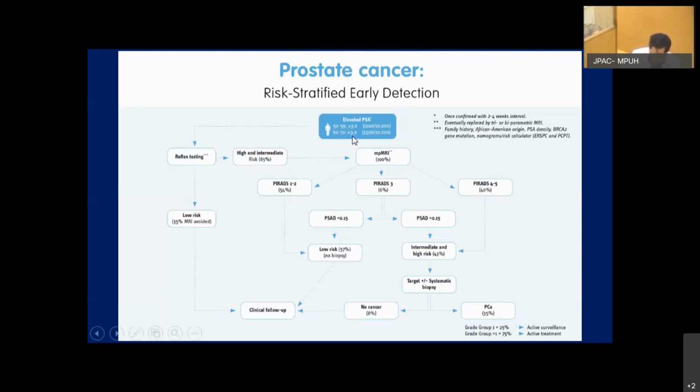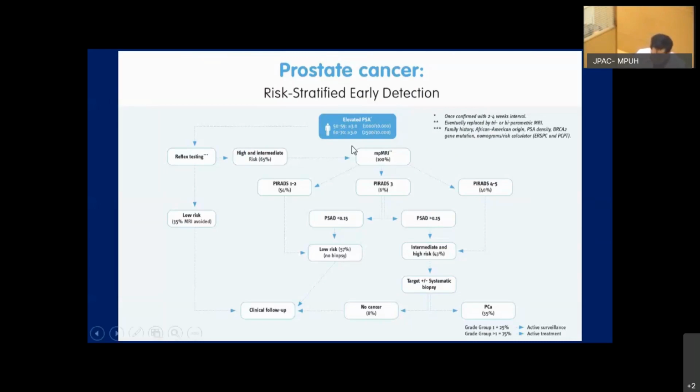If the PSA is more than 3, that should be a reflex testing. As Abhishek sir taught us the day before yesterday, what is reflex testing? Reflex testing has many things: one is MRI, one is PSA density, BRCA2 mutation, gene mutation test, and nomograms and risk calculators.